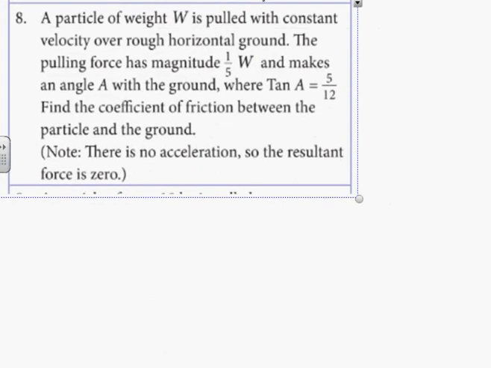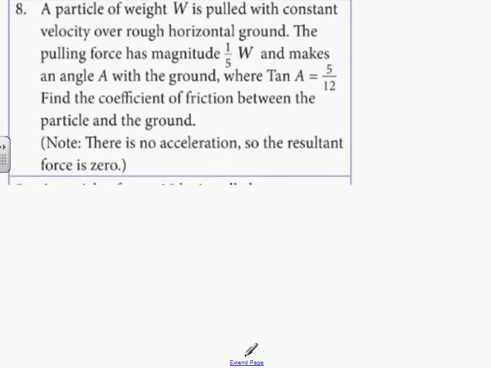A particle of weight W is pulled with constant velocity over rough horizontal ground. The pulling force has a magnitude of 1/5 of the weight and makes an angle alpha with the ground, where tan alpha equals 5/12. Find the coefficient of friction between the particle and the ground. Interesting.